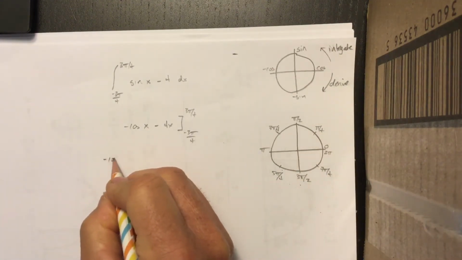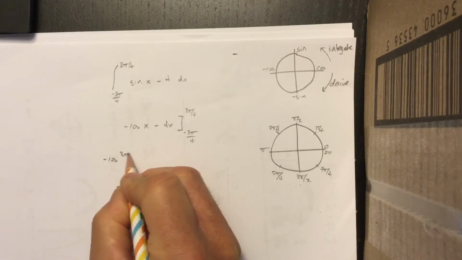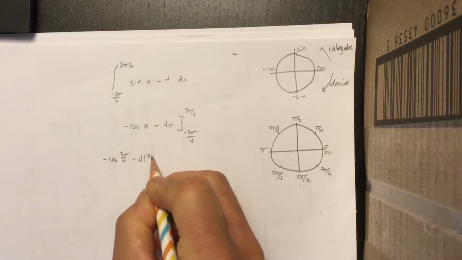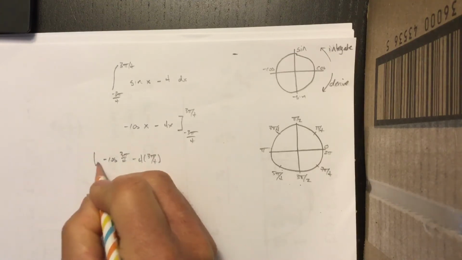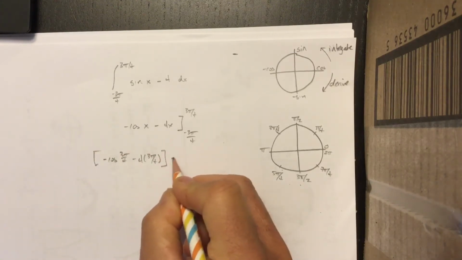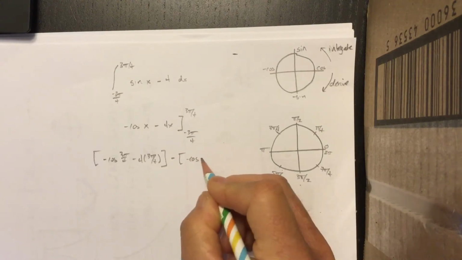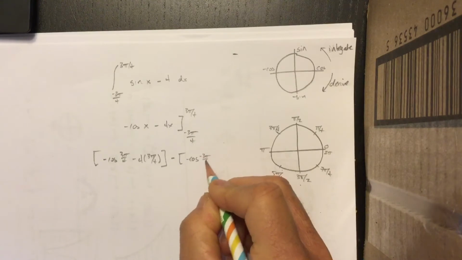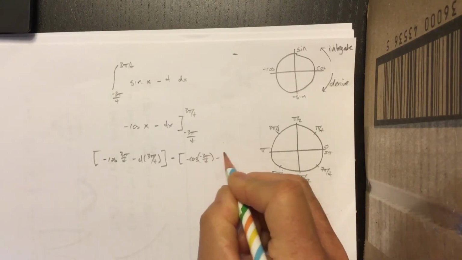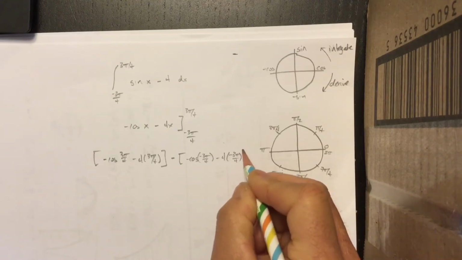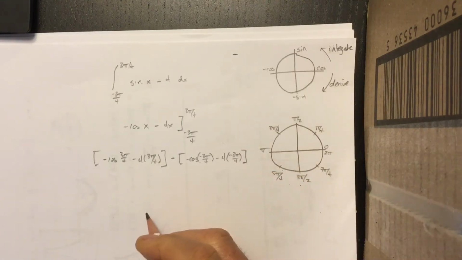All right, so negative cosine of positive 3 pi over 4 minus 4 times 3 pi over 4. We're going to take away negative cosine of negative 3 pi over 4 minus 4 times negative 3 pi over 4. So a couple of negative signs to watch out for.